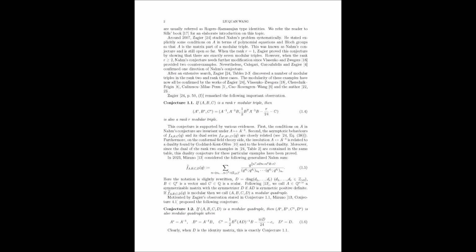Well, Mizuno, he kind of took Nahm sums to another level. He introduced what are called generalized Nahm sums. Oh, eh? They include another parameter, a diagonal matrix D, with positive integer entries. So more complexity. Right, and this generalization led to the concept of modular quadruples. Okay, so we've gone from triples to quadruples.